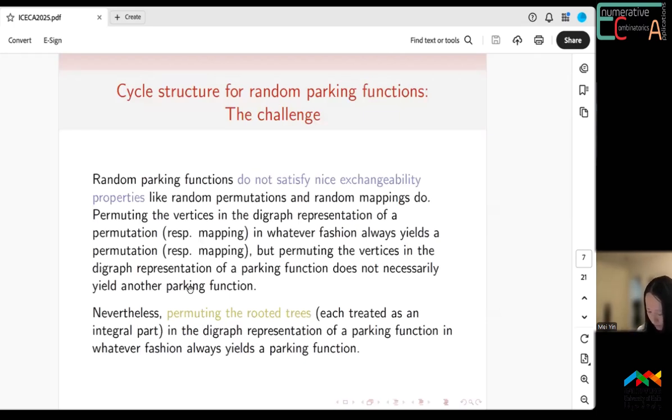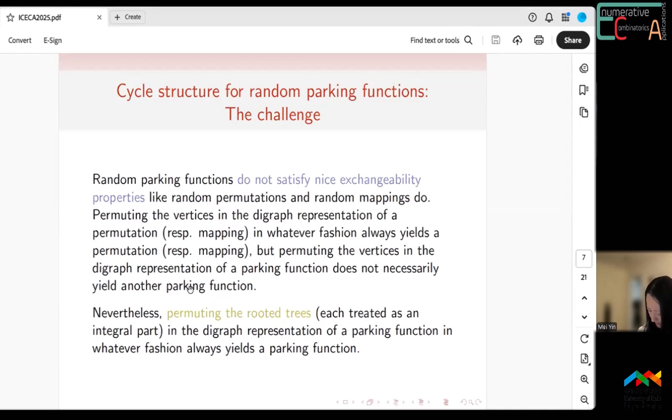From here, we see that there's something difficult about studying these objects because they do not satisfy nice exchangeability properties. By exchangeability, I just mean that if you randomly switch the vertices on the digraph representation of a parking function, you don't necessarily get a parking function back. This is different from permutations and also different from mappings, because for permutations and mappings, if you randomly switch the vertices, you can always get another permutation or mapping back.